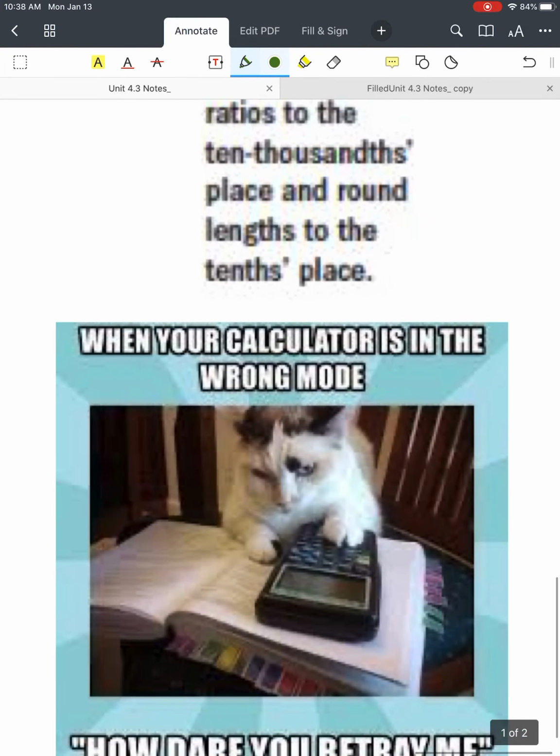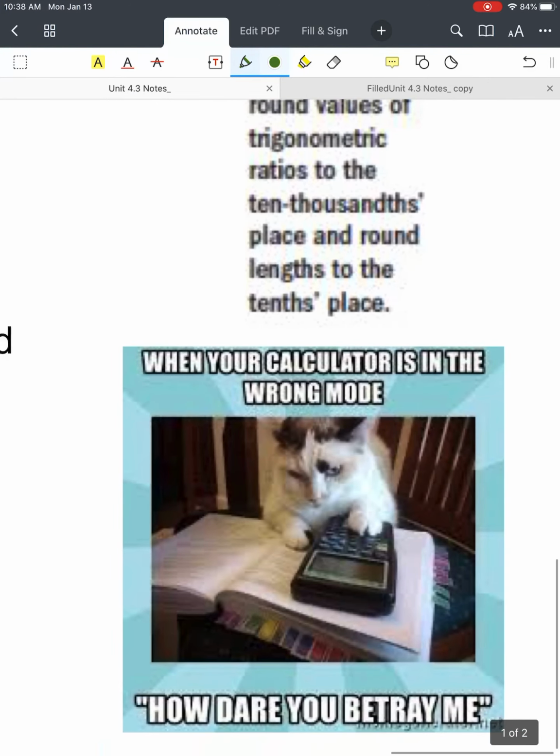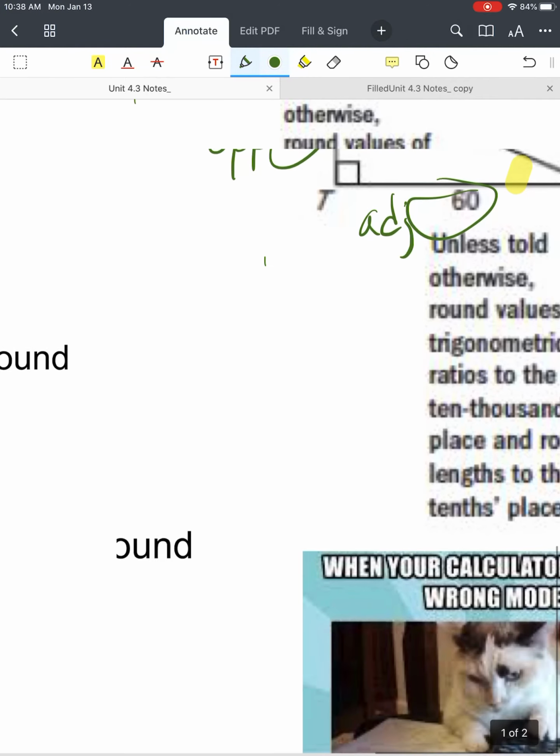So when your calculator's in the wrong mode, you might feel betrayed. Meh, kitty.